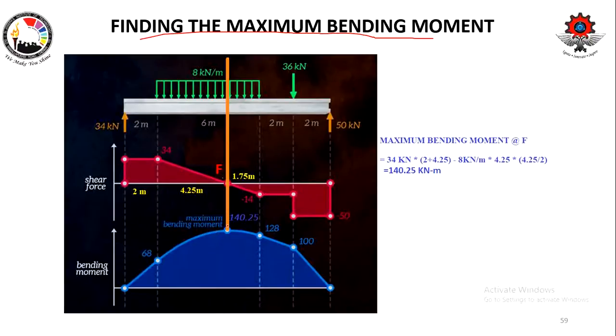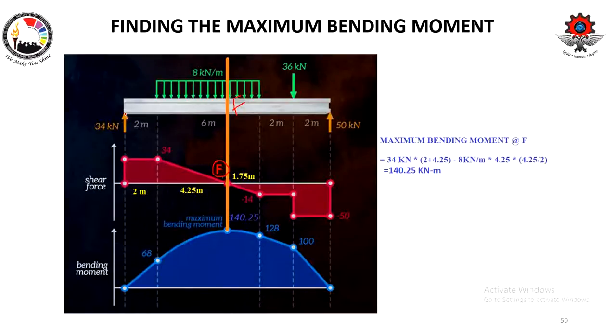What is the value at this point? It is simple. We are going to do the same thing we did earlier. Let us assume this point to be F, and we are going to find out the bending moment about F.